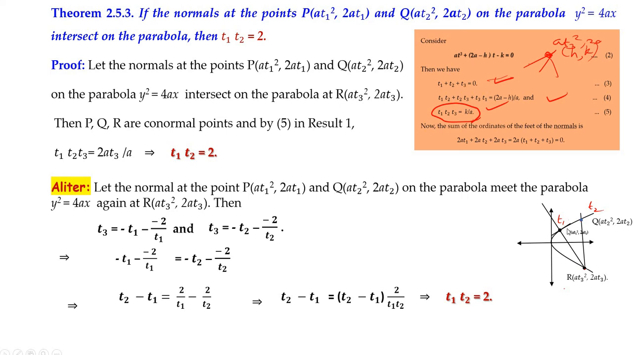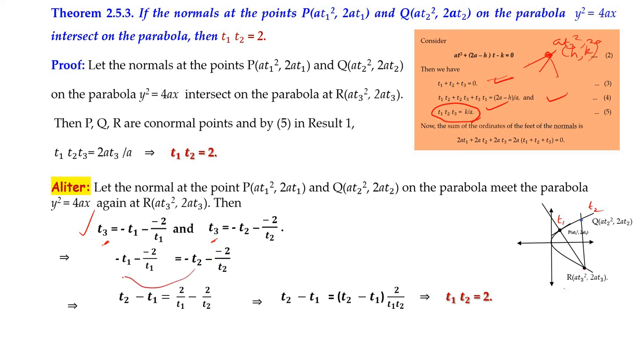Another method is, just now we proved that whenever the normal at t1 meets the curve at t3, the relation between t3 and t1 is that t3 is minus t1 minus 2 by t1. In the same way, the normal at t2 meets the curve again at t3. So you have t3 to be minus t2 minus 2 by t2. The LHS being the same, we can equate the RHS. So this is what we get.